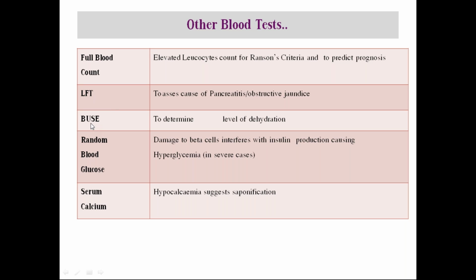The treatment involves pain suppression and adequate rehydration of the body. The patient would be severely dehydrated, leading to an increase in blood urea nitrogen values. Random blood glucose: beta cell damage in the pancreas interferes with insulin production and causes hyperglycemia. Serum calcium: hypocalcemia occurs due to saponification.